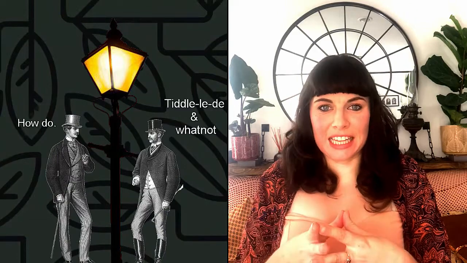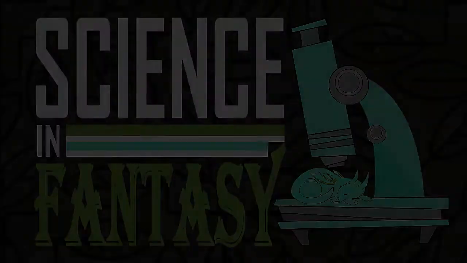This week, as promised, we're delving into the technology of the gas lamp era, so the 19th century. We're going to do it particularly in England, and we're going to look at how this technology affects the setting of your story. Let's get on with it, shall we?